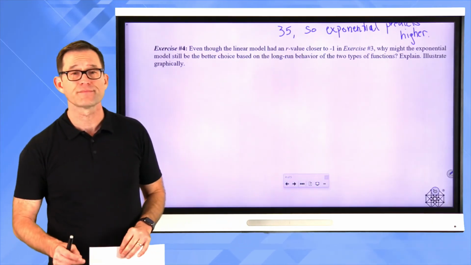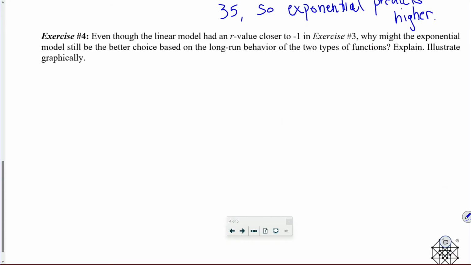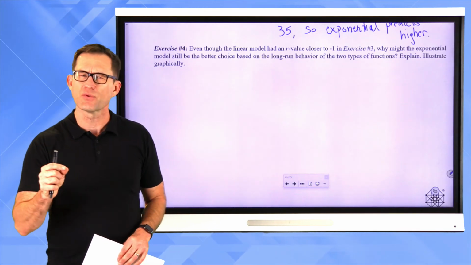All right, last question. Exercise 4. Even though the linear model had an R value closer to -1 in exercise number 3, why might the exponential model still be the better choice based on the long-run behavior of the two types of functions? Explain. Illustrate graphically. All right, so again, this is interesting, right?